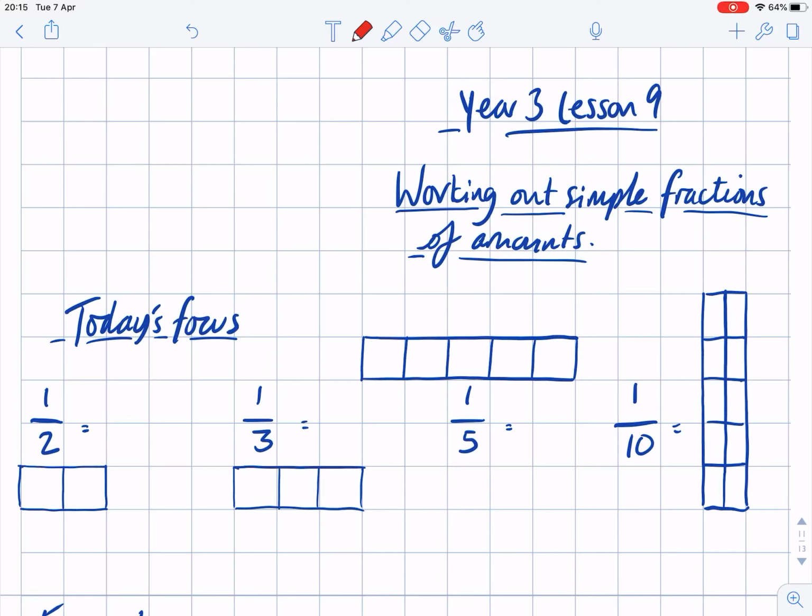Year 3, welcome back. Lesson 9. Doing really well. Let's keep it going today. We are carrying on with working out simple fractions of amounts.